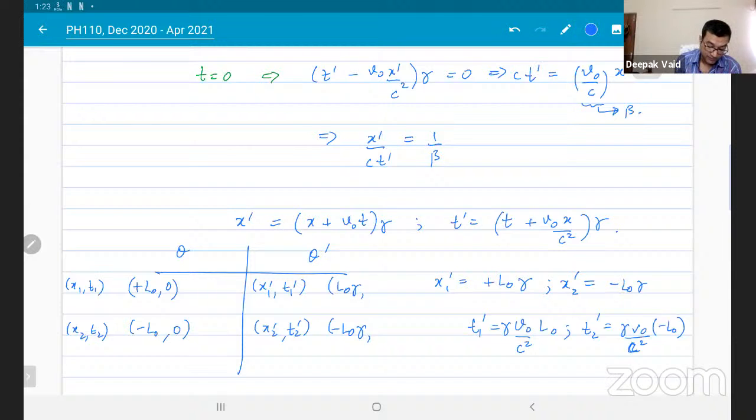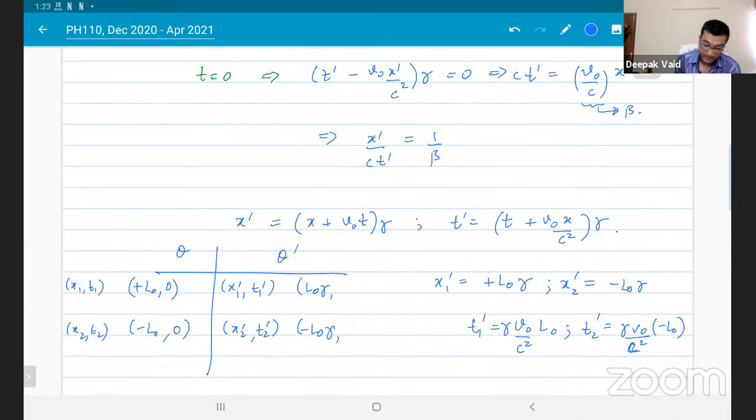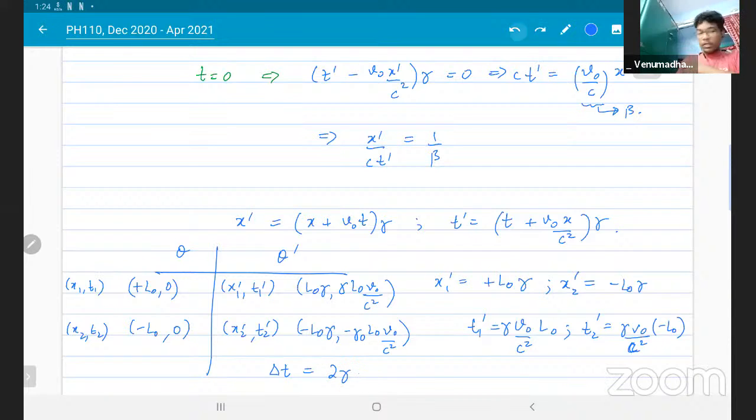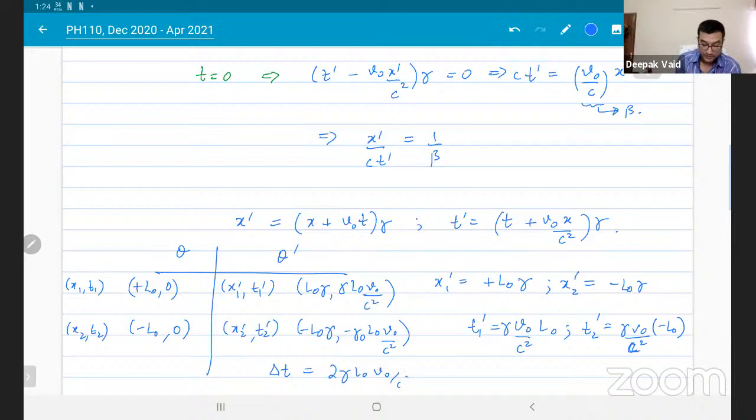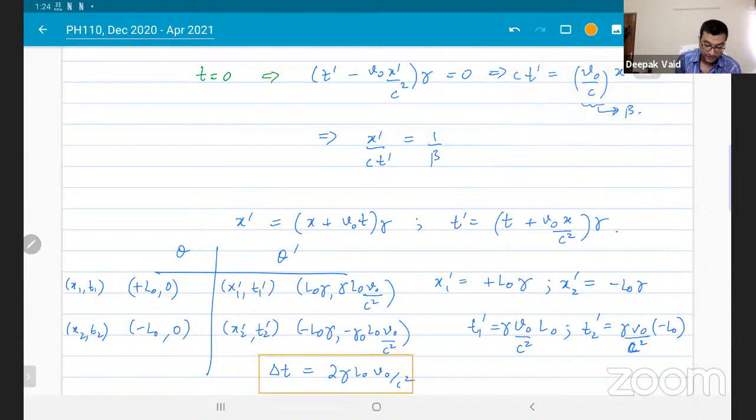Right? So what happens? Let me just take all of this and shift it a little bit to the right, like this. The time for the first flash as seen by O prime will be gamma L naught v naught by c square, and this will be minus gamma L naught v naught by c square. And what is the total time interval between the 2 points? The total time interval will be 2 gamma L naught v naught by c square. All right. So I will leave it here.